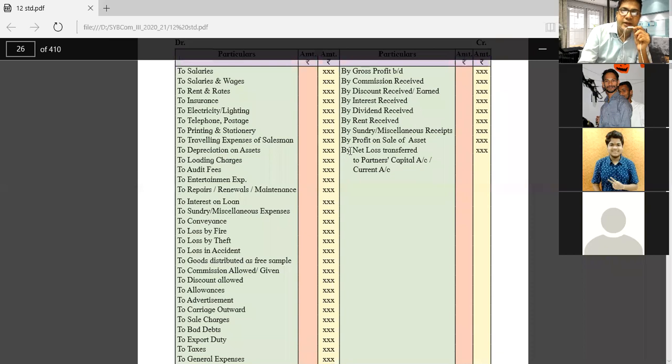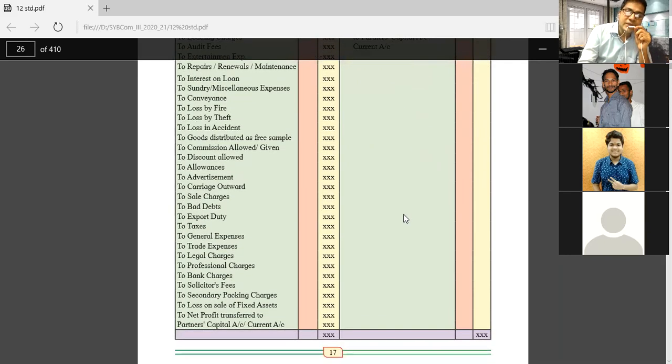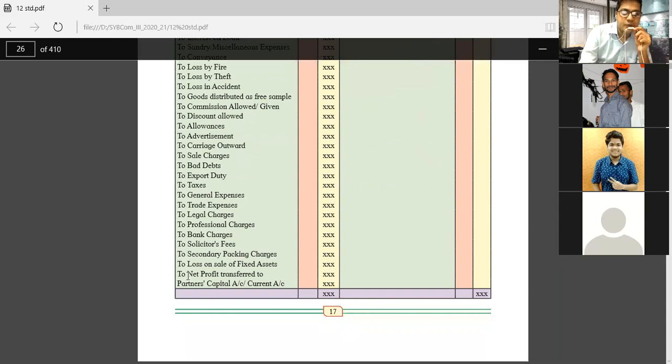Net loss occurs when the debit side total is more than the credit side total. Whenever the credit side total is more than the debit side total, that time net profit occurs. And this net profit we will transfer to partners' capital account, and sometimes current account also.